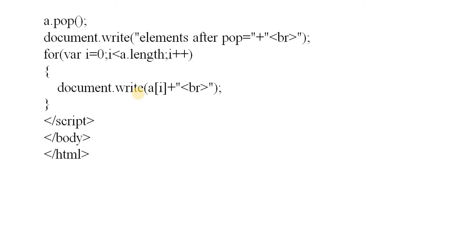In pop and shift methods, the difference is that the shift method removes the first element of an array, and the pop method is used to remove the last element of an array.